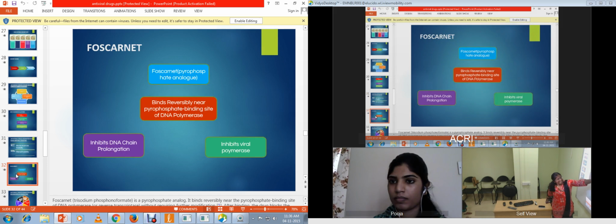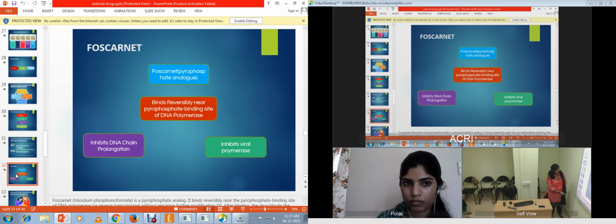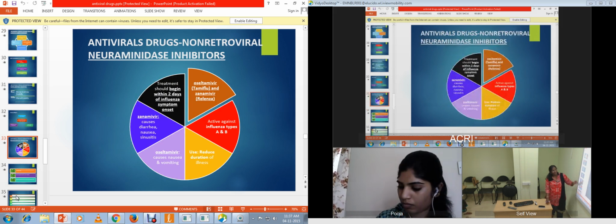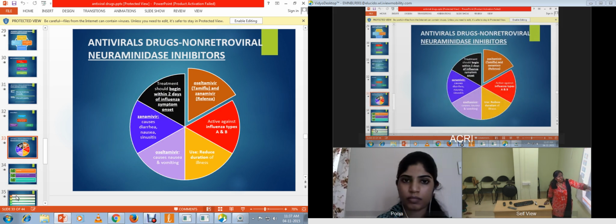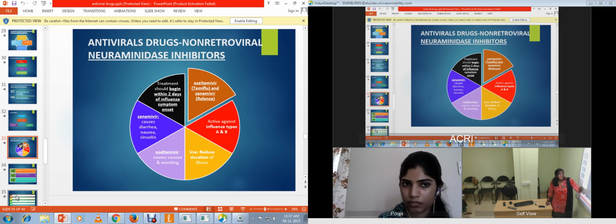Foscarnet is also a pyrophosphate analog. It binds reversibly near the pyrophosphate binding site of DNA polymerase, inhibits DNA chain elongation, and inhibits viral polymerase. Antiviral drugs, non-retroviral: treatment should begin as early as possible. That is why I said once the symptoms emerge, you need to treat them so that you reduce the aggressiveness of the disease. Fine.